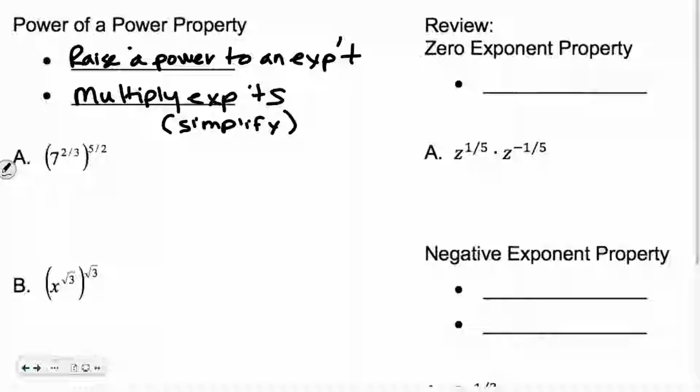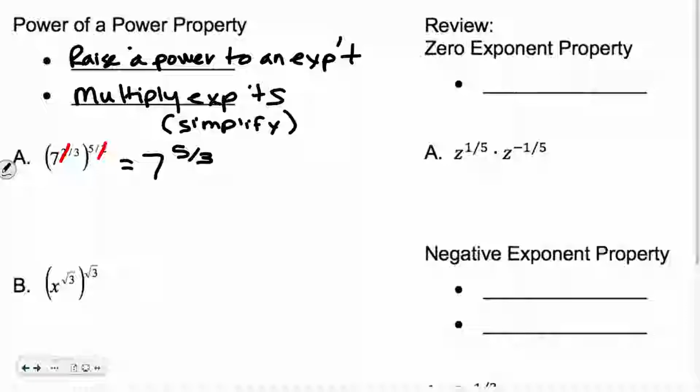I like to do my reducing as I'm multiplying through cross-canceling. So if there's anything in a numerator that cancels with a denominator, I can go ahead and cancel that out. So for the first one, 7 to the 2/3 times 5/2, the 2 in the numerator will cancel with the 2 in the denominator. And that will leave me with 7 to the 5/3.